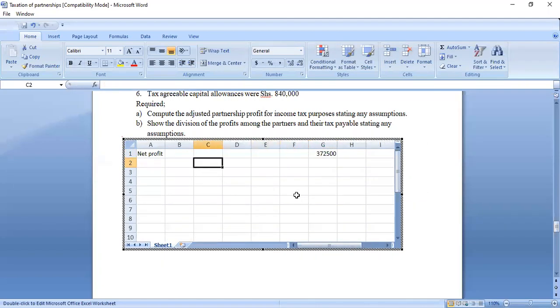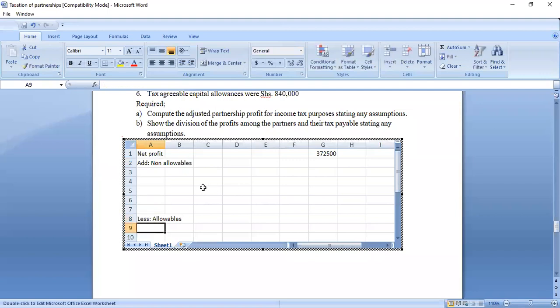Okay, that's my net profit. Now we're saying if you had any tax, you would have to add it back so that you get profit before tax. But we don't have it. So we add back what you call non-allowables, and then less allowables.